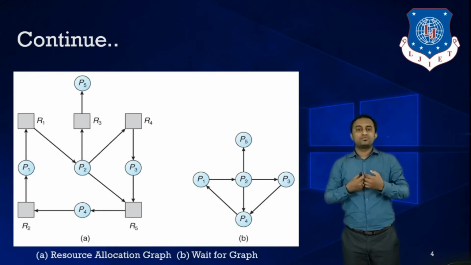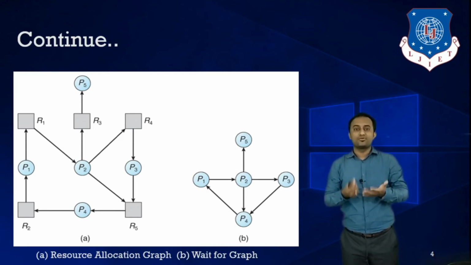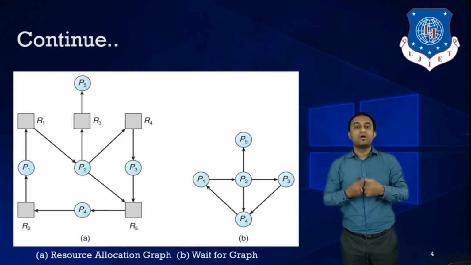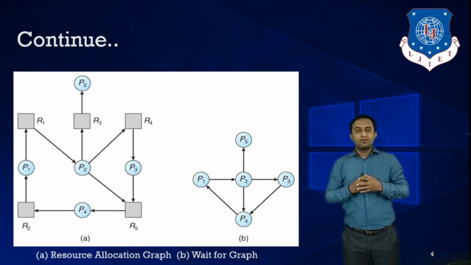Once a process acquires the resources, it will be executed in the system. But right now, all the processes P1, P2, P3 and P4 are in a waiting state. Now what will happen?